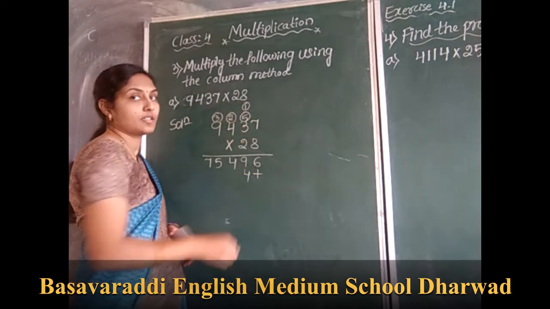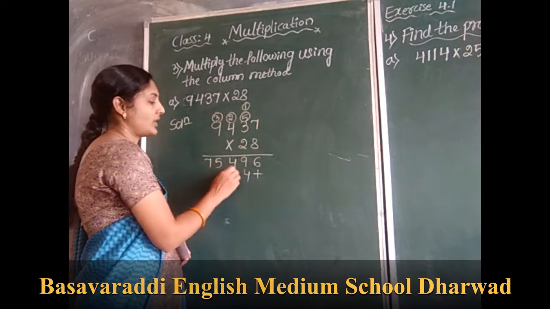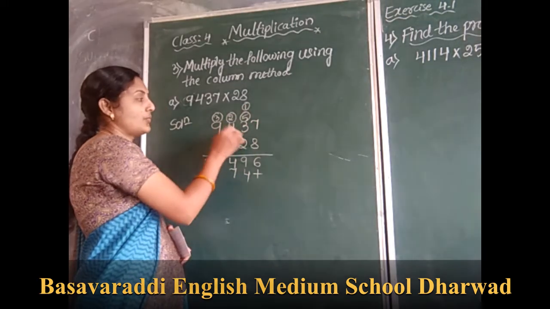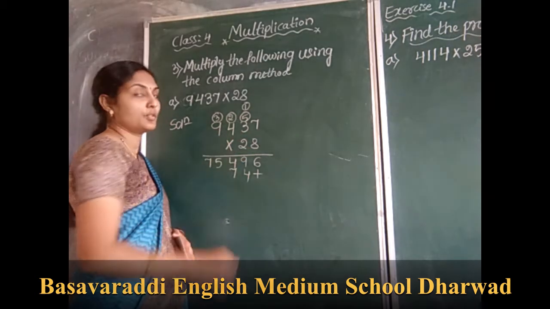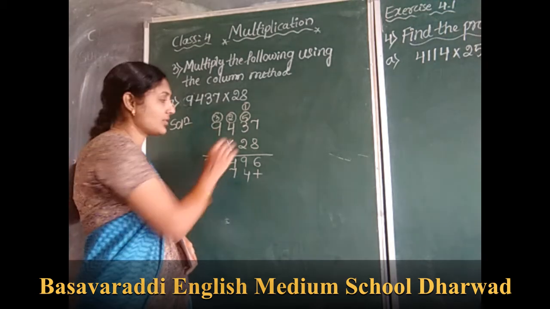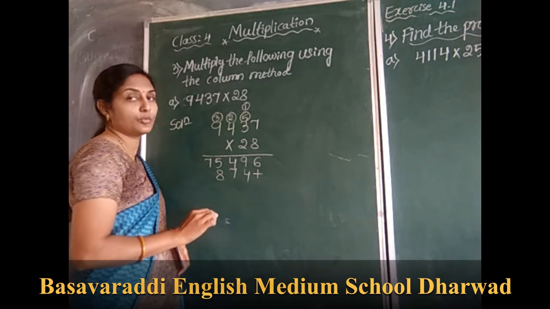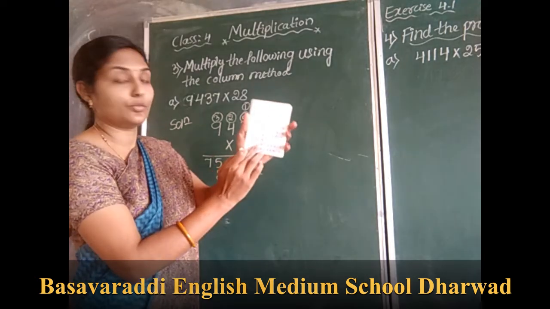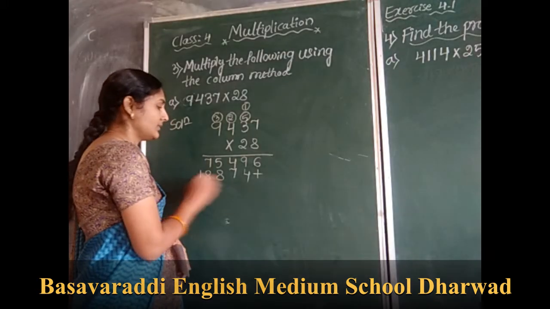So 2 threes are 6. The 6 plus 1 is 7. Next, 2 fours are 8. So there is no carry over to add. So write the number 8. 2 nines are 18. So write the number 18 there.